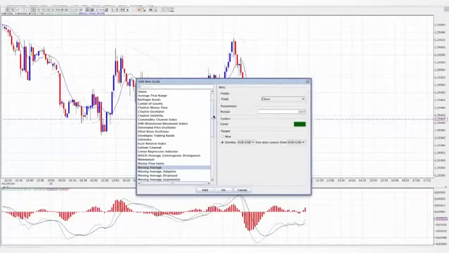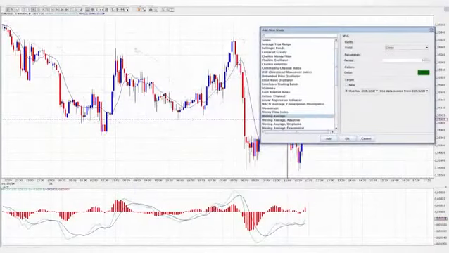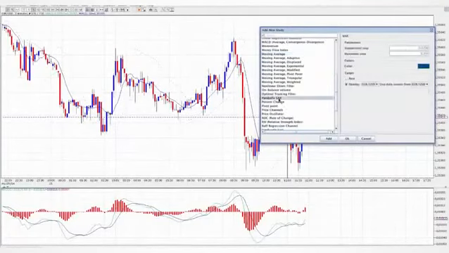Another indicator we're going to add is Parabolic SAR. Now, these are the dots right here. So you go to Parabolic SAR, and the settings are maximum step 0.2, and incremental step 0.02.